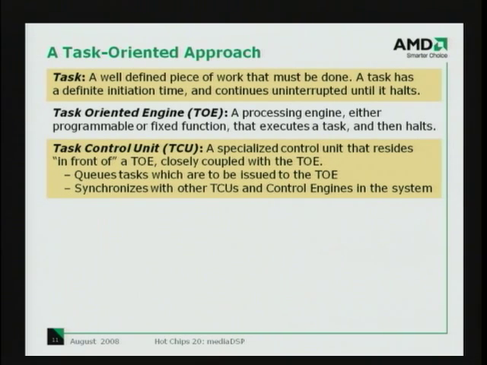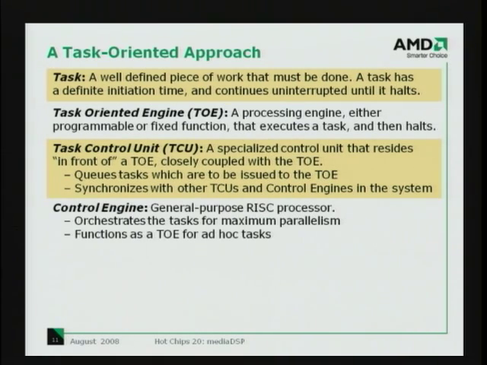Next is the task control unit, or the TCU. And this is a specialized control unit that resides in front of every task-oriented engine. And his job is to queue up tasks that are to be issued to that TOE. And he also, more importantly even, synchronizes with the other TCUs and control engines in the system. And the control engines are general purpose RISC processors. Their job is to orchestrate the tasks for maximum parallelism. You can think of it as sort of loading the control flow for that task flow graph into the TCUs of the system. And then on top of that, the control engine can also function as a task-oriented engine itself for the ad hoc type tasks that show up in the task flow graph for the application.